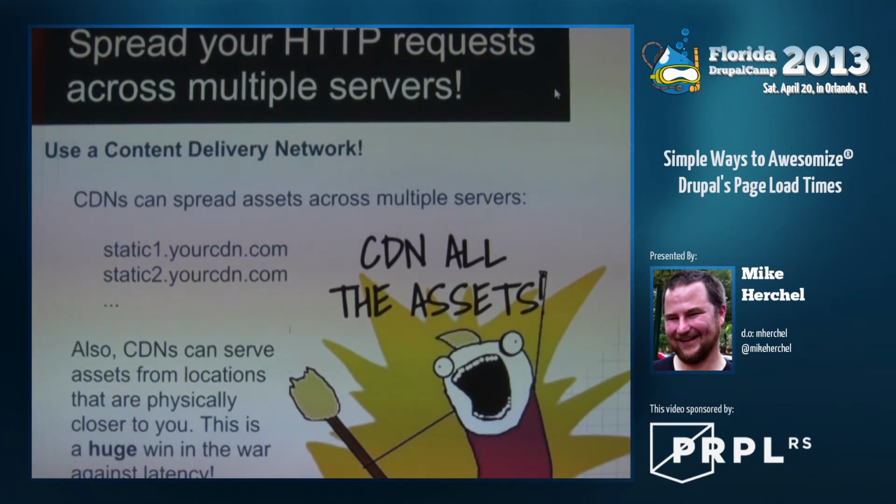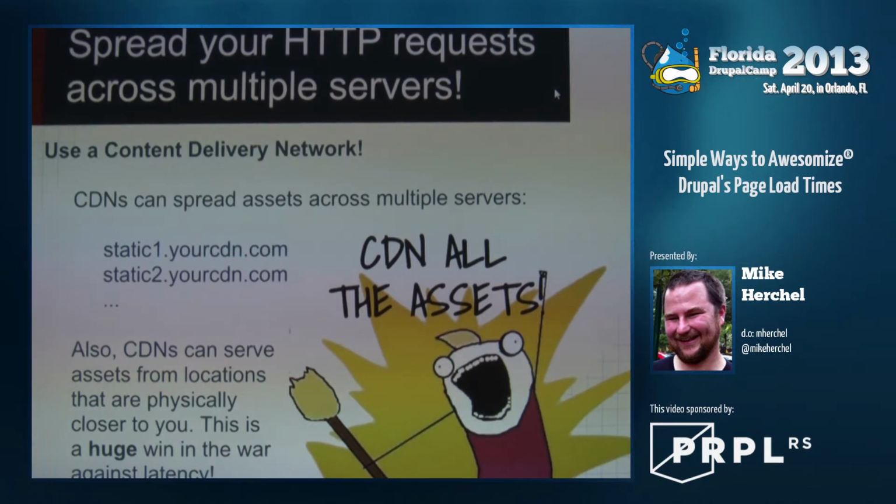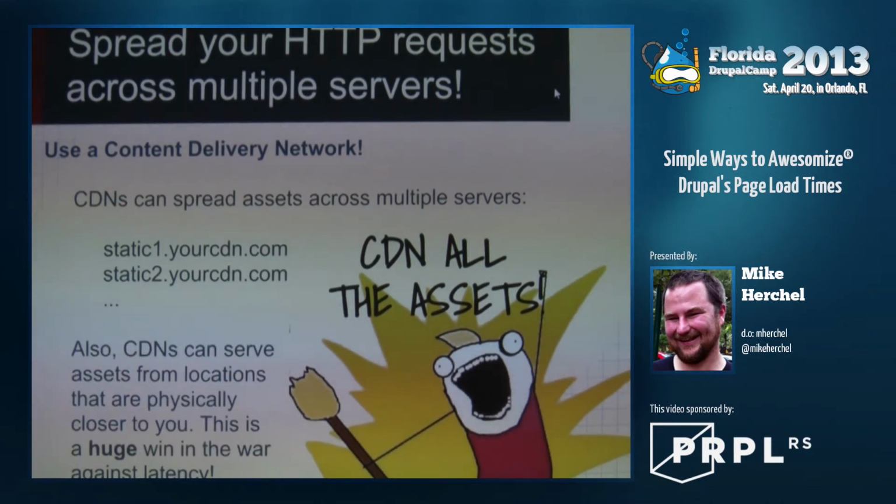So this is another crappy meme. CDNs can spread across multiple servers, and they can put those assets closer to you. And if you can do it, do it. So you can see this is one server, static.yourcdn.com, static2.yourcdn.com. Each of those can do 6 parallel connections to this, 6 parallel connections to the other, and bam, at that point you don't have to worry about that too much.